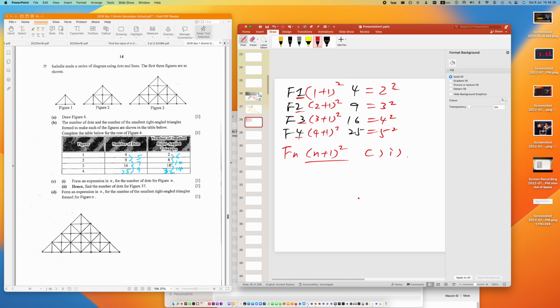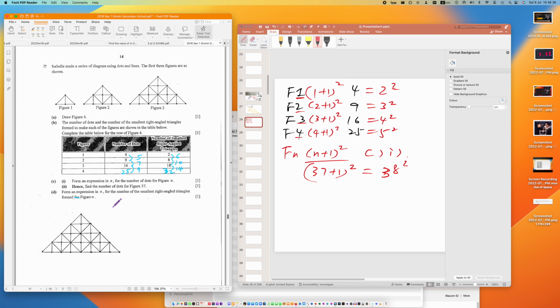Find the number of dots for 37, so it's 37 plus 1 square, 38 square. Yes. Okay, so that's 38 square. So for my expression n for the number of the smallest right triangle for figure n, yeah, this is the interesting part.